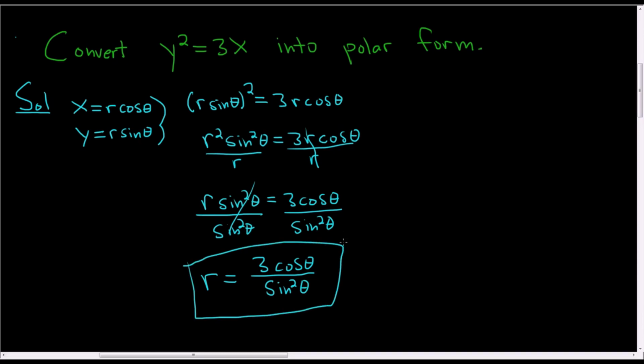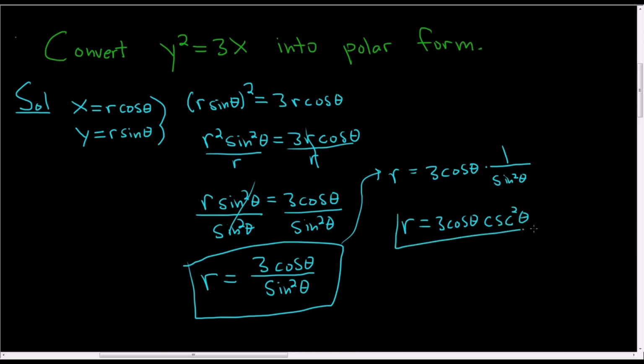I suppose you could simplify this a little bit more. You could write this as 3 cosine theta times 1 over sine squared theta. And then continue and use the fact that 1 over sine is cosecant. So this is cosecant squared theta. So that would be another acceptable answer.